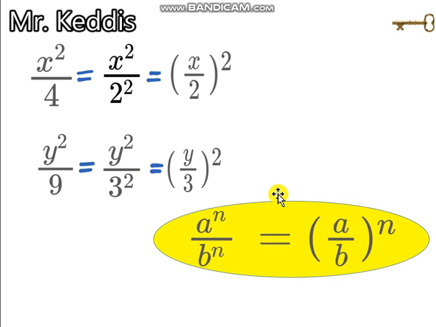If you have x squared over 4, 4 means 2 to the power of 2. I apply this rule: a raised to the power of n over b raised to the power of n means a over b raised to the power of n. In this case, I'm going to say x over 2 quantity squared. Also, y squared over 9, 9 means 3 squared, and I can write this as y over 3 raised to the power of 2.